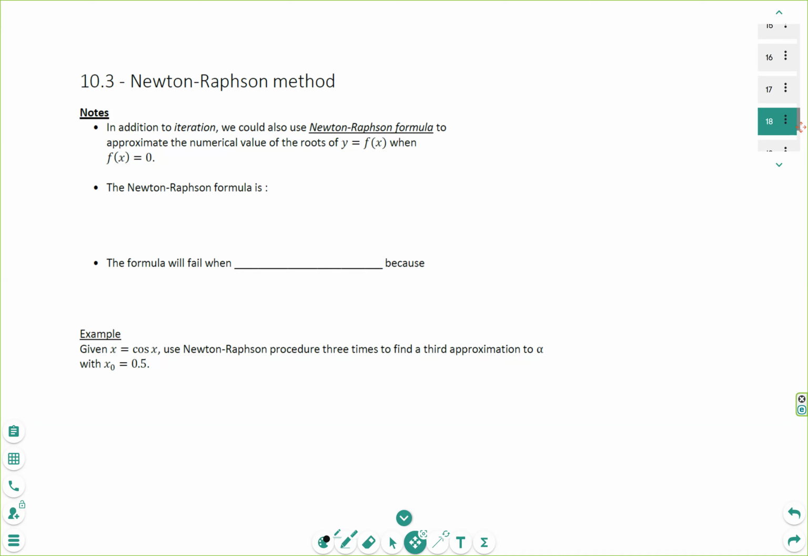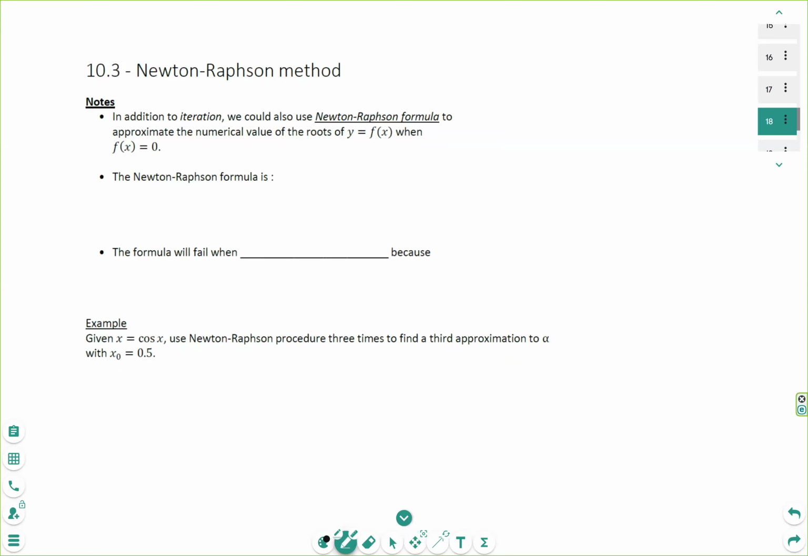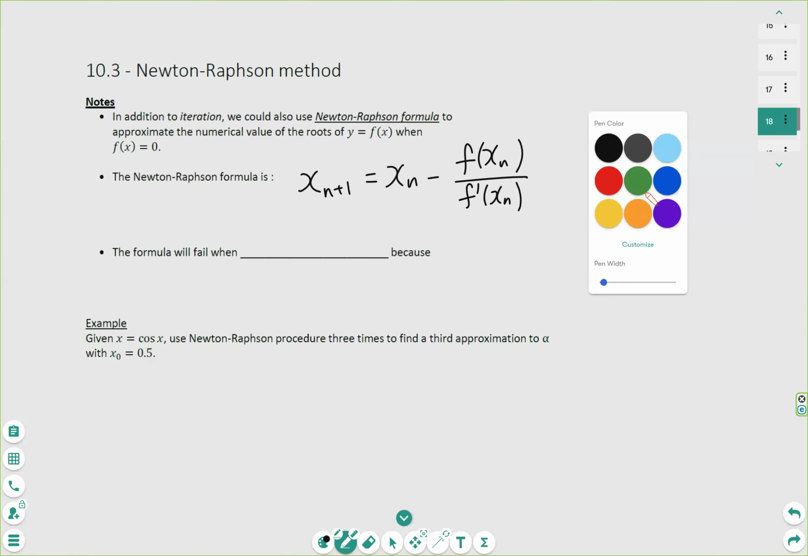So the Newton-Raphson formula is x of n plus 1 equals x of n minus f of xn over f dash xn. f dash means the derivative. This is actually given in the formula booklet.